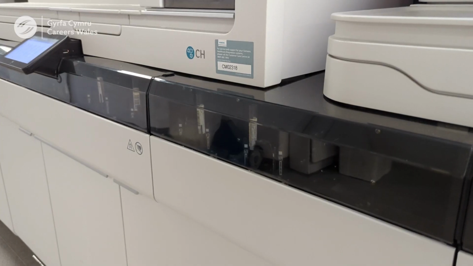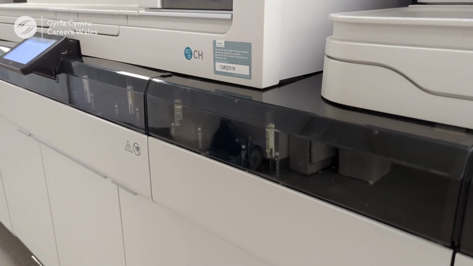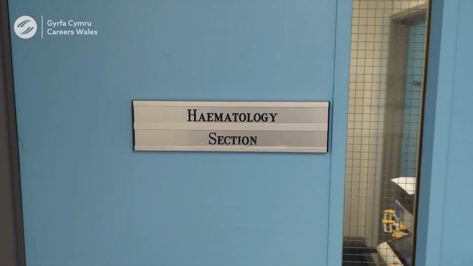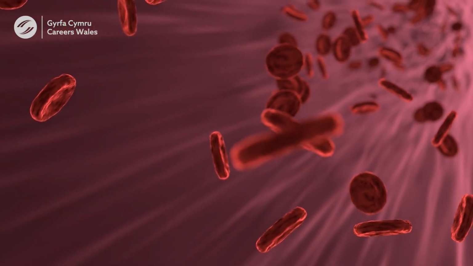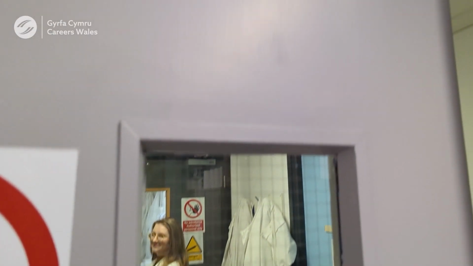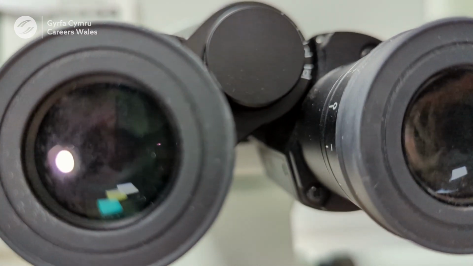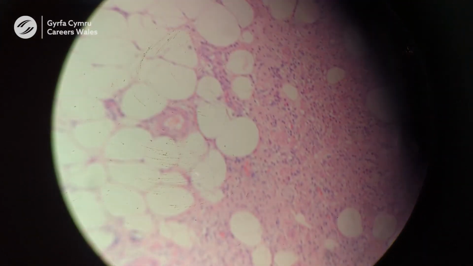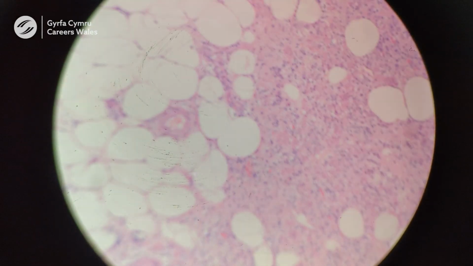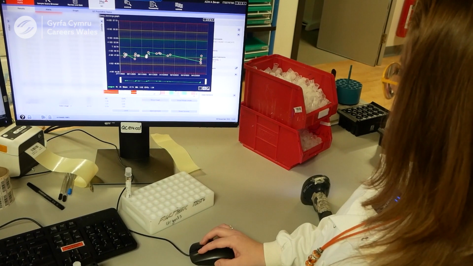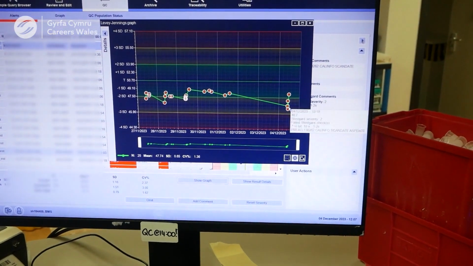Within the pathology department, there are lots of different sections. Haematology does a lot of things to do with counting blood cells. Microbiology is at the Gwent, which looks at the microscopic living organisms like bacteria. At the Gwent, there's also cellular pathology, which looks at the diseases in organs and tissues. So these all work together to give a result for the doctor.